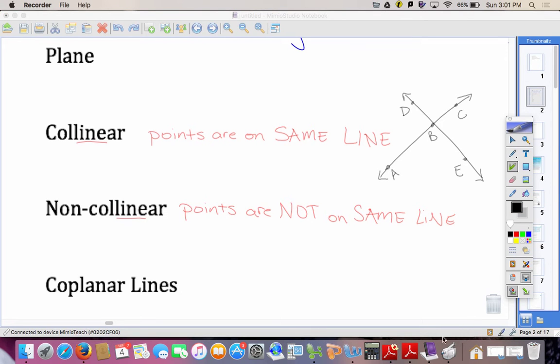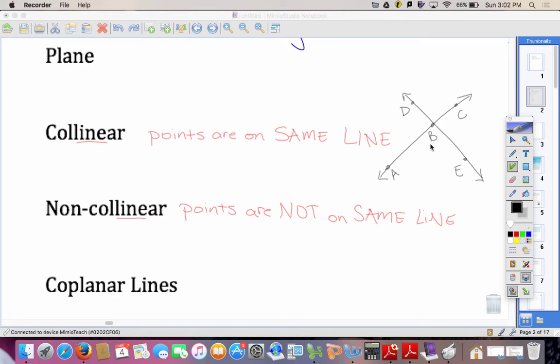Okay, if we look at this now, I just wrote that collinear means points are on the same line, non-collinear points are not on the same line, and I drew a quick figure here. And it's just two intersecting lines, and I know that because I've got arrows in all directions, so I'm talking about lines that are going infinitely, of infinite length. And I have some points on here. So let's talk about what some of the collinear points would be.